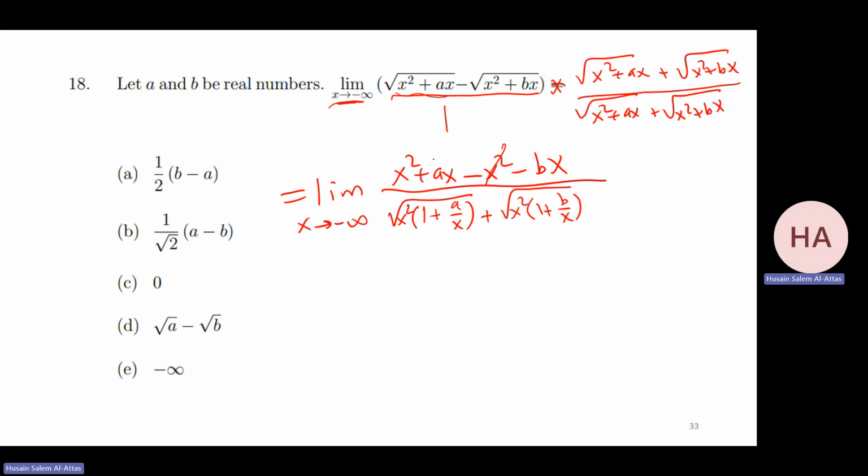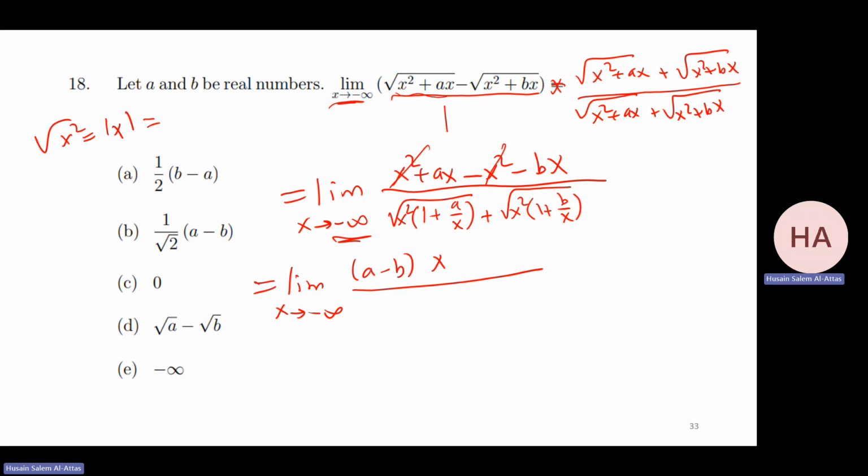What will happen? This is cancelled. This is a minus b. The numerator is a minus b times x over. Here, square root of x squared is what? Absolute value of x. But I'm dealing with minus infinity. So this will be minus x. So I took minus x from here, square root this. And also minus x from here, square root of this. Okay, we are done.